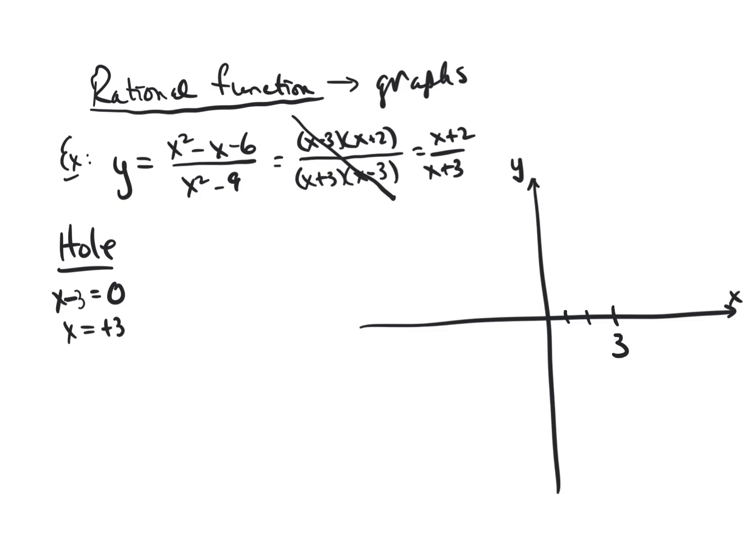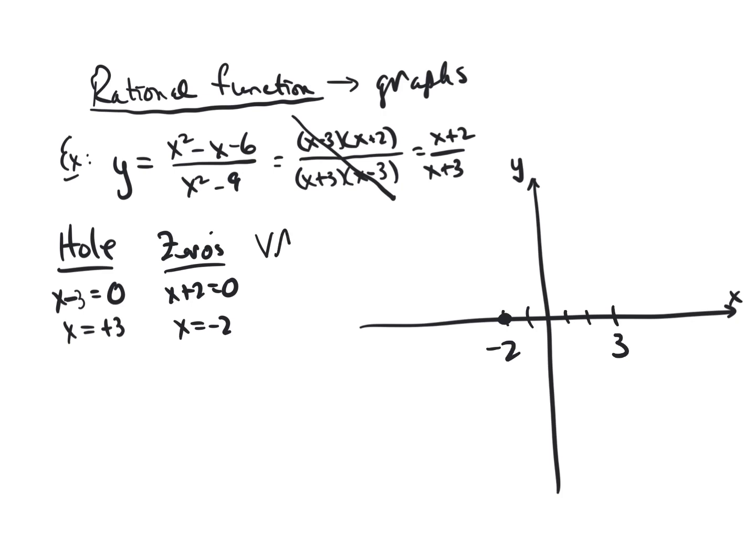Number 2, zeros occur anywhere the numerator is equal to 0. The only numerator we're left with is x plus 2. So we set x plus 2 equal to 0 and solve, and our zero is going to occur at negative 2. So at negative 2 on the x-axis, give yourself a point.